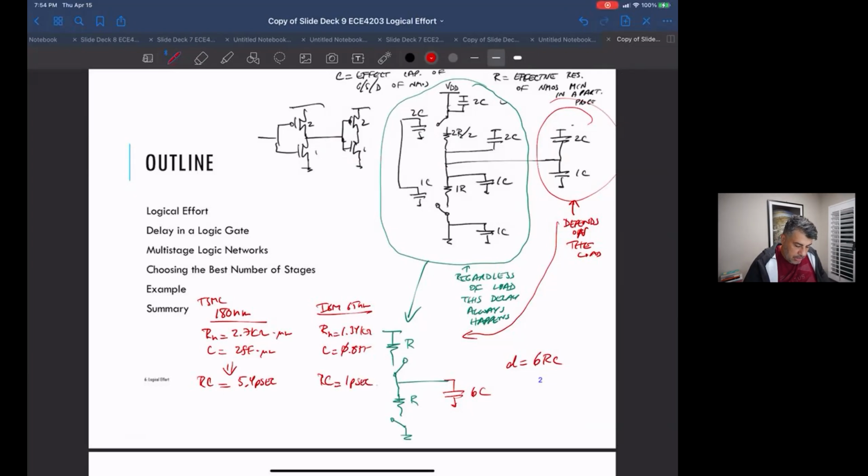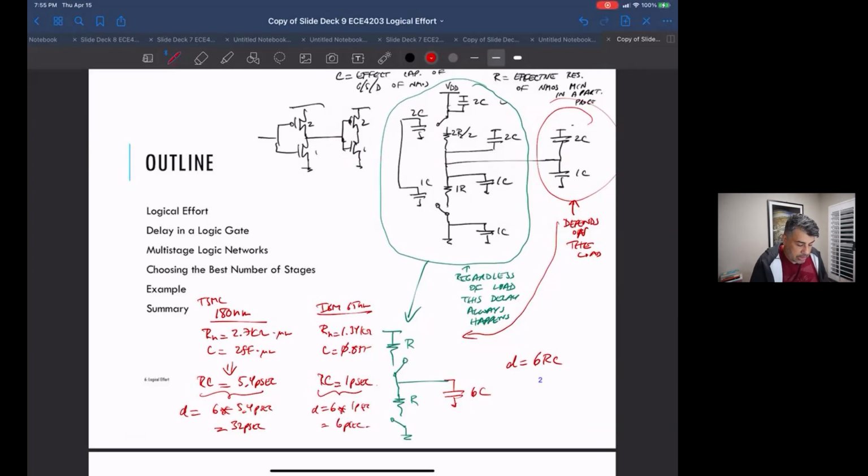So basically, for the same configuration in a 180 nanometer process, if I want to know the delay of that, it's 6 times this RC, or 32 picoseconds. And if I have an inverter driving another inverter in a 65 nanometer process, I have that delay of 6 times 1 picosecond, or 6 picoseconds.